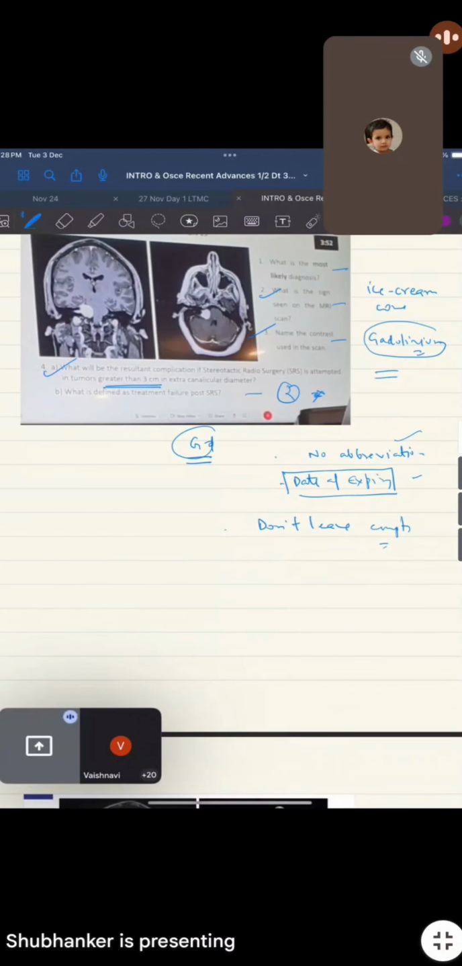So what is meant by this? After this, normally what happens is, if the tumor is more than 3 centimeters in size and you have given it SRS, then post radiotherapy what happens? It can lead to obstructive hydrocephalus and 4th ventricular obstruction. So this is the time at which you can answer. And after that, what is this failure and pseudo progression?